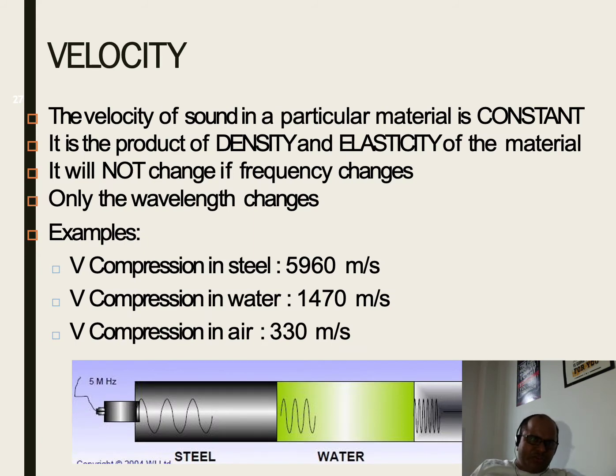What is velocity? The velocity of sound in a particular material is a constant. It is the product of the density and velocity of the material. It will not change if frequency changes, only the wavelength changes. For example, the compression wave velocity in steel is 5960 meters per second, compression waves in water are 1470 meters per second, and compression waves in air are 330 meters per second.